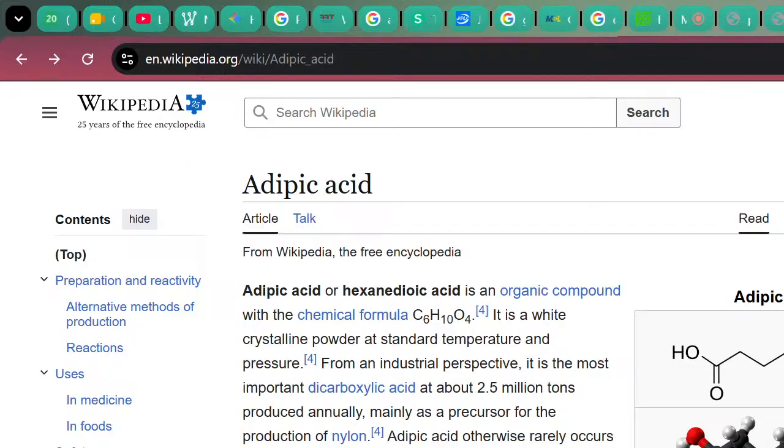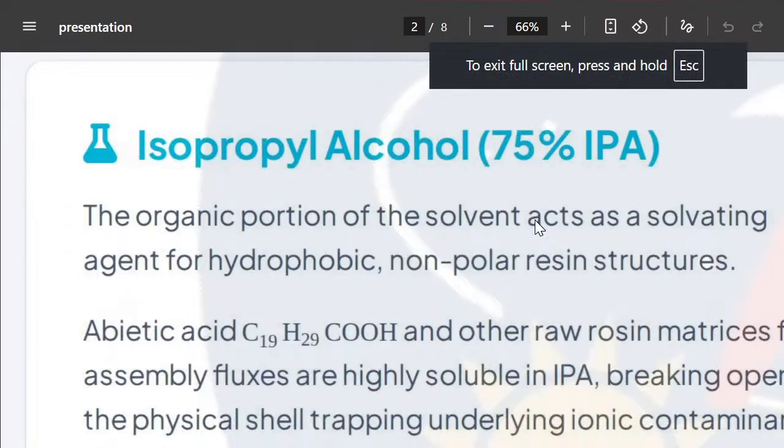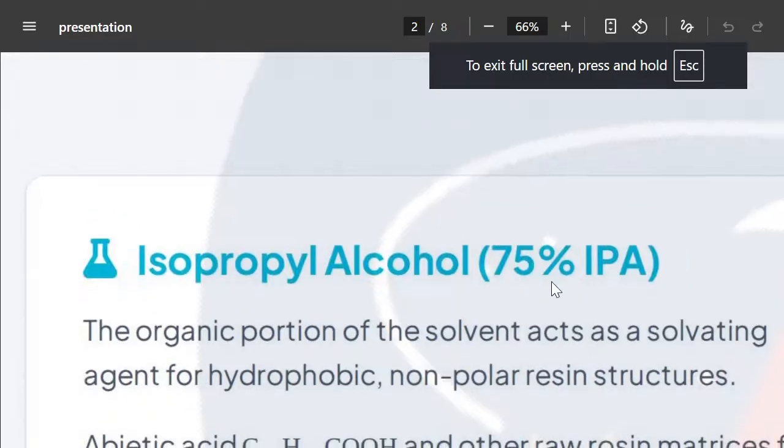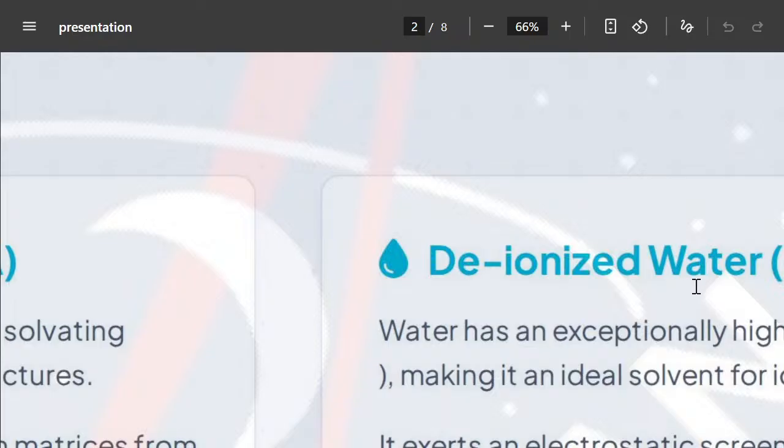To determine this, this is actually poor practice, so make sure that the excess adipic acid is removed. Using adipic acid is not a violation, but the excess should be removed. If the excessive thing is present, it can be determined with the help of the ROS test. In the ROS test we will be using two things. One is isopropyl alcohol, and the other one is deionized water: 75% isopropyl alcohol and 25% H2O.